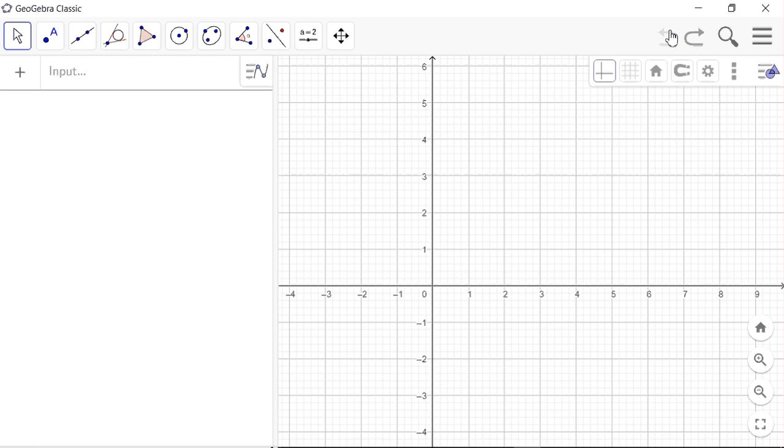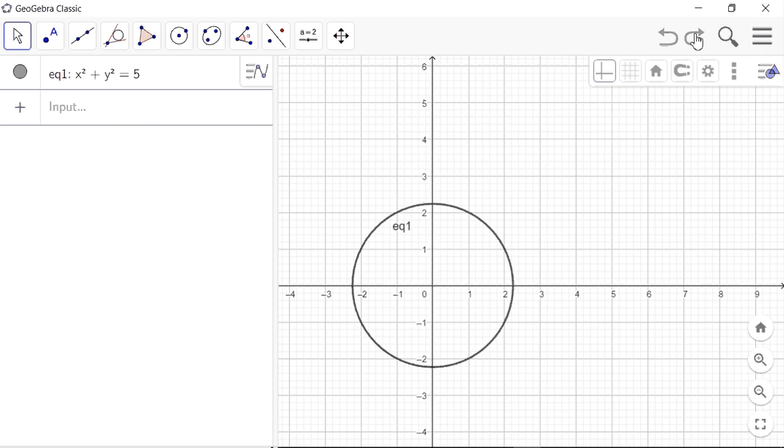In this video, I will be dealing with pole and polar of a circle. Given the polar and the circle, we have to find the pole of that polar with respect to that given circle. So, consider a circle x square plus y square equals to 5.